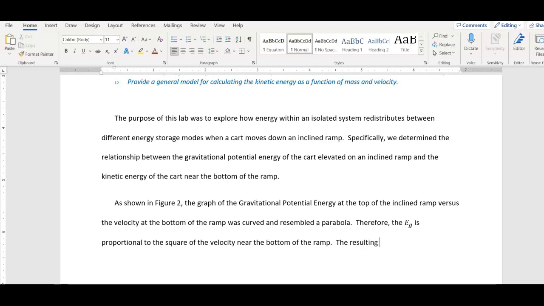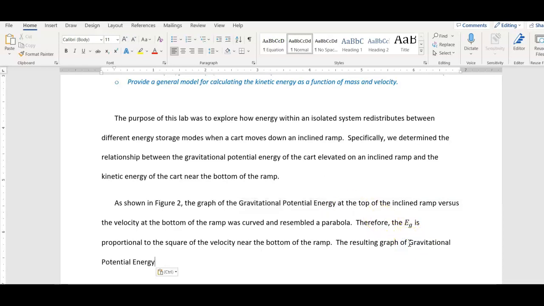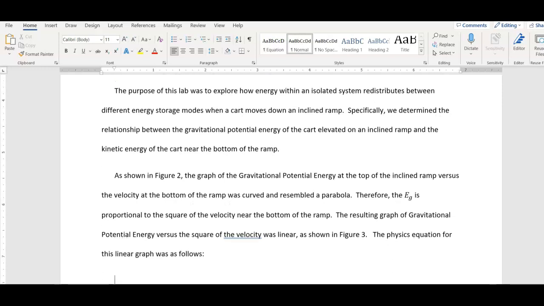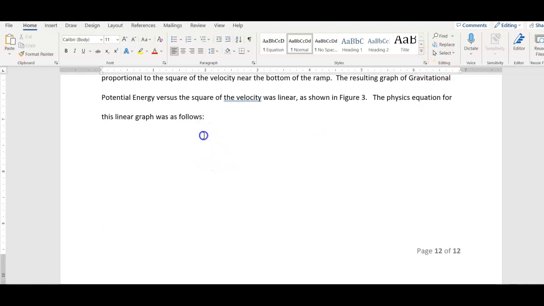The resulting, so you have to explain how you linearized it, and so I'm just going to say the resulting graph of gravitational potential energy versus the square of the velocity was linear, as shown in figure 3. The physics equation for this linear graph was as follows. You could go up and copy that physics equation, although I think I wrote it, so I'm going to put it in.